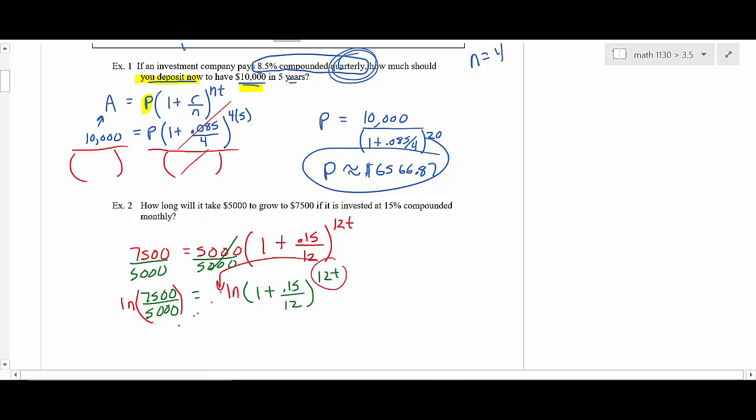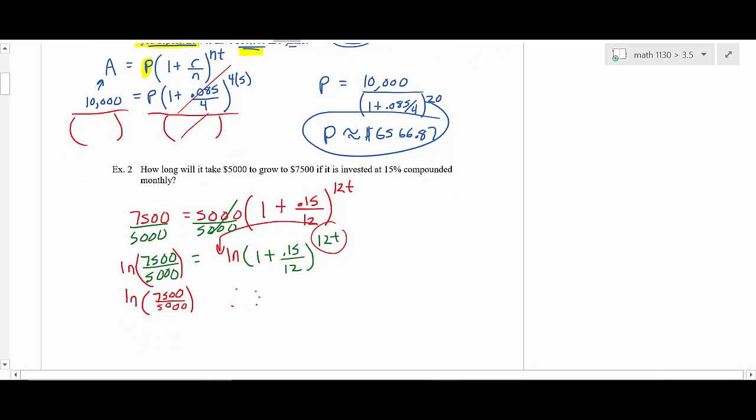I don't want anybody messing up on that. So we'd have ln of 7,500 over 5,000, and then this is going to be equal to 12t multiplied by the natural logarithm of 1 plus 0.15 over 12. Okay, that's the mathematics. Now what do you do to get t by itself? Divide by this big thing. Okay, so you're going to divide both sides by 12 ln of 1 plus 0.15 over 12.